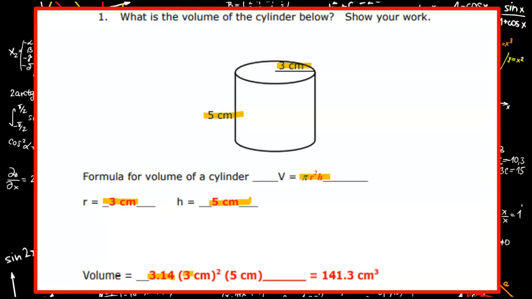3.14 times 3 squared, which is 9, right? 3 squared is 9, not 6. It's not 3 times 2, it's 3 times 3. So 3.14 times 9 times 5 is approximately 141.3 cubic centimeters. If that is not what you got, make sure you identify your mistake, fix it, and then move forward.